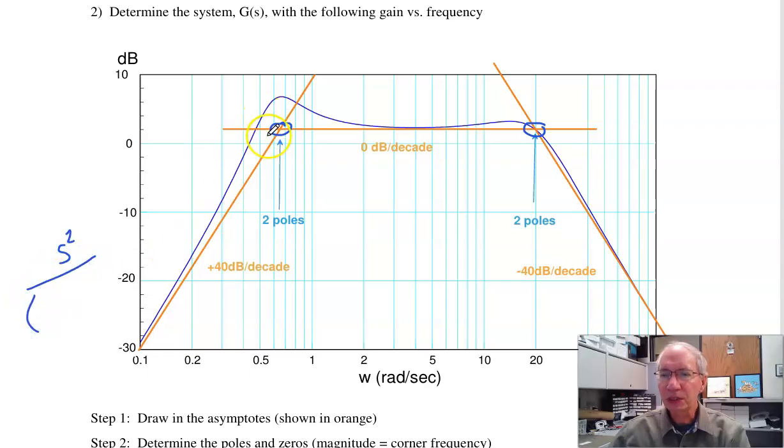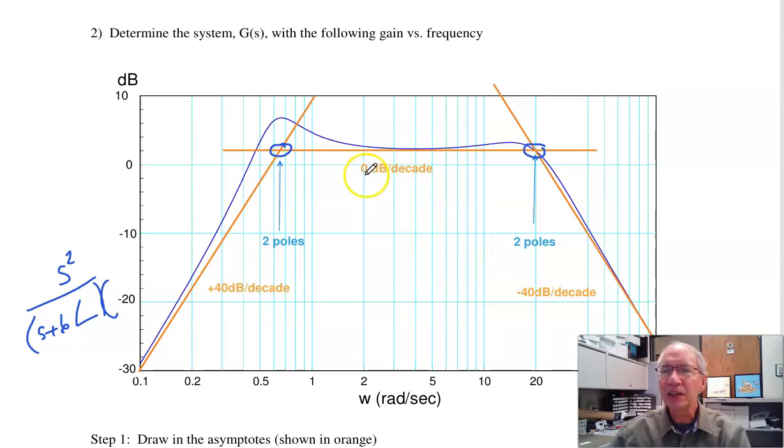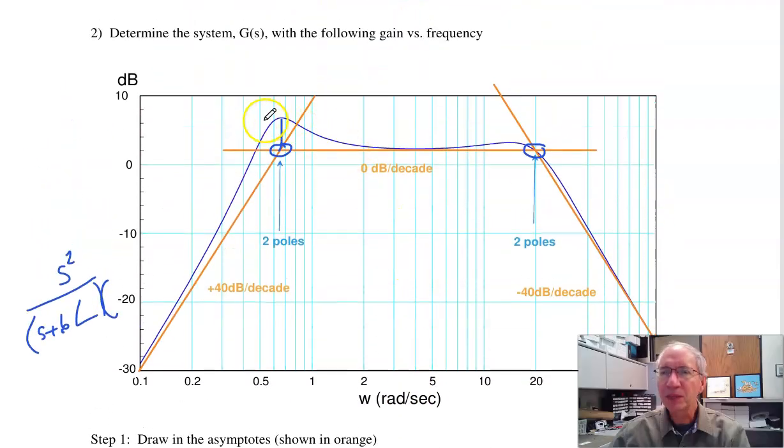I've got two poles at about 0.6 radians per second at some angle, and two poles at 20. To find the angle, I find the gain at the corner. So here the gain at the corner is up about 4 dB. Here the gain at the corner is up 0 dB relative to the corner.